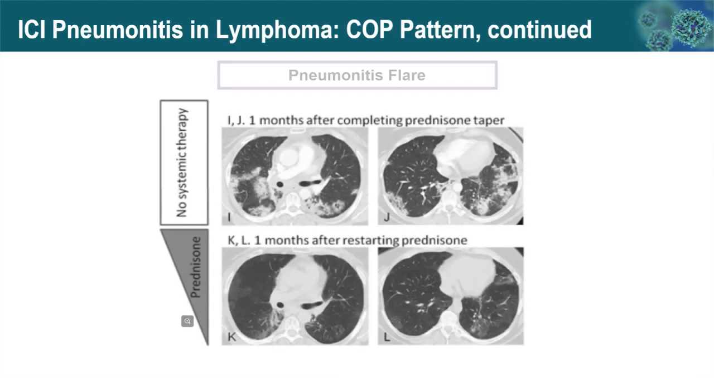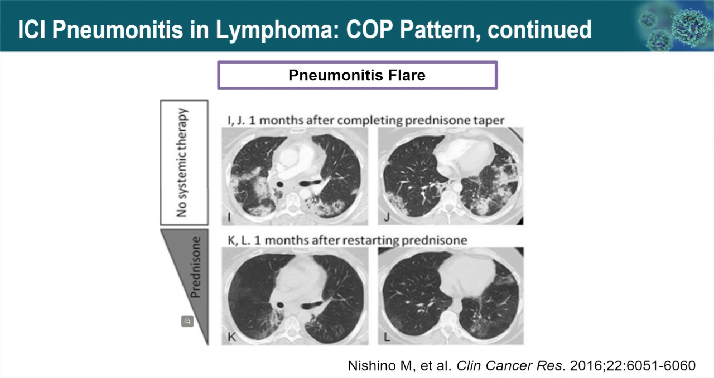The patient didn't restart any systemic therapy again. However, because pneumonitis responded well, corticosteroid therapy was tapered, and 1 month after completing the prednisone taper without starting any immunotherapy or any other systemic therapy for cancer, the patient developed these multifocal consolidations again, showing a COP pattern more extensive than before. And this is a pneumonitis flare, where the immunotherapy pneumonitis comes back after stopping steroids without any additional stimulus. Prednisone was given again, and the patient responded very well.